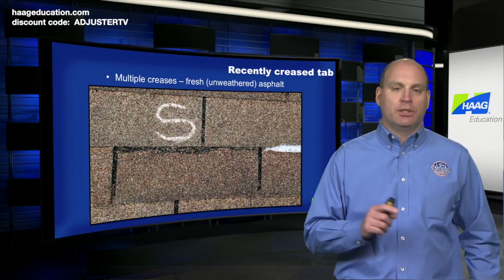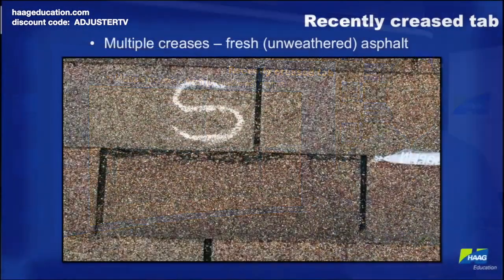So this is a tab that's been creased. It's been folded back multiple times in the wind. Look where that crease is. The crease is just below the butt edge of the overlying shingle. So it's at the top of the tab exposure, and that's consistent with wind. And it's also darker black asphalt. That's indicating it's recent wind damage.